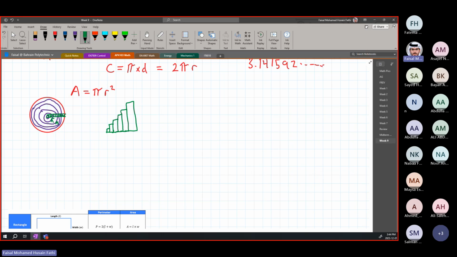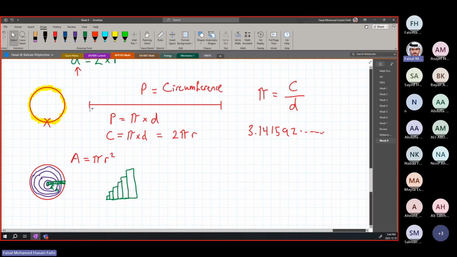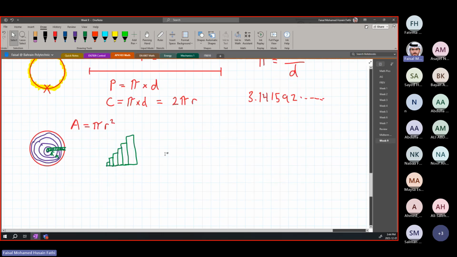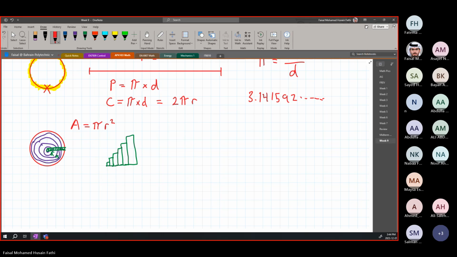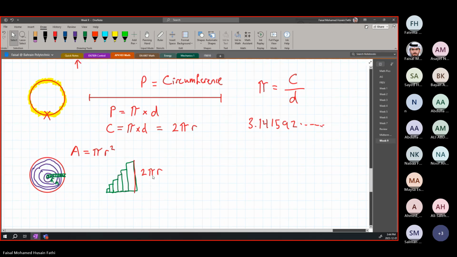What do we know about the last circle? What do we know about the size of the last circle? When we cut it and open it like this, we know that this is the circumference, which we already found from before, which is equal to 2 pi r. So this side, the largest bar, is 2 pi r, the size from here to here, because we cut it and opened it and we got this.